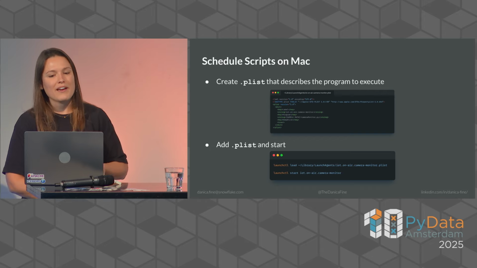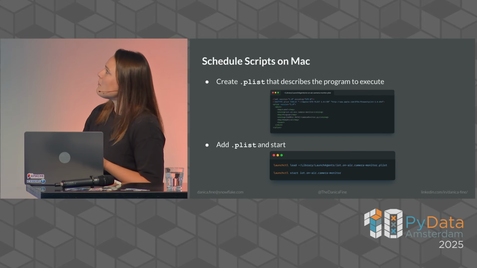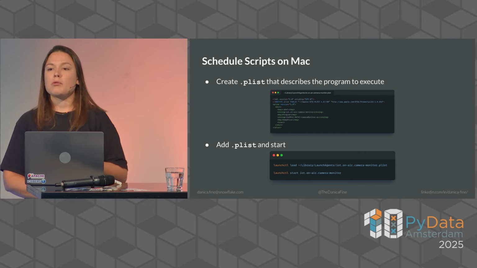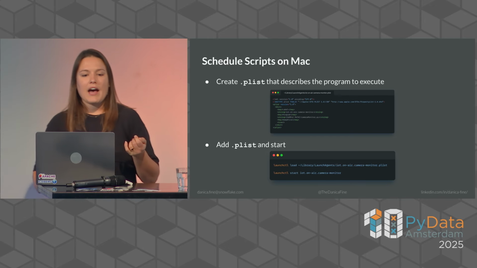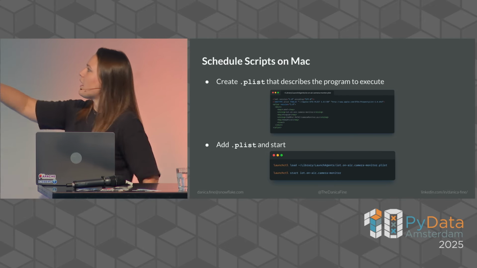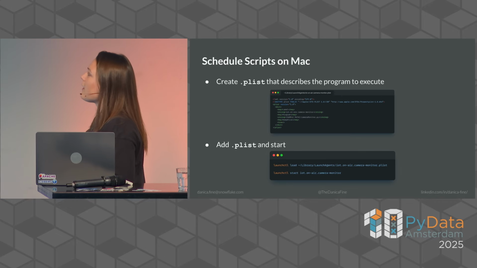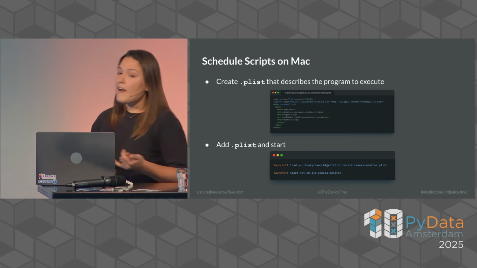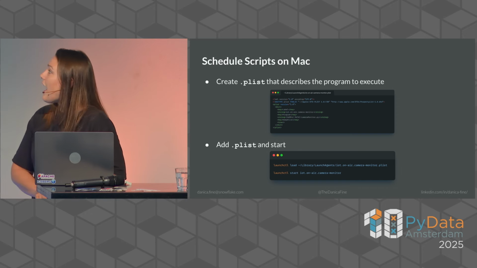You take whatever script you've written. In this case, it's camera_monitor.py, and you create something called a plist file, a property list file. A couple things you'll note here: it's a very simple property file. You give it a label, you define where that Python script actually lives, and you tell it what to do.